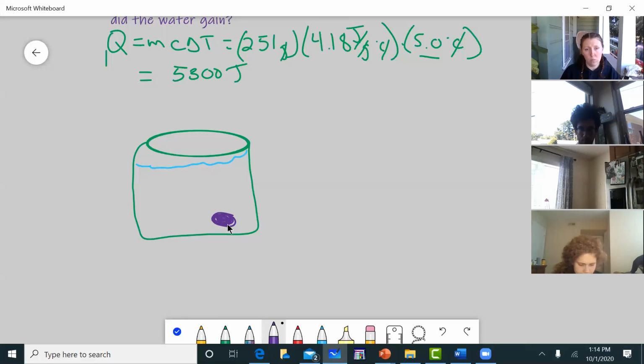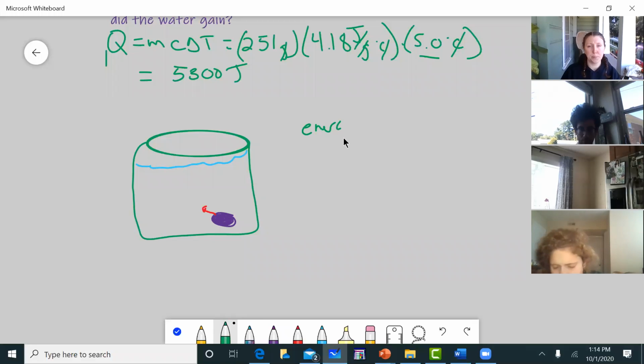And this metal is hot. Energy is going to flow from the hot metal out into the cooler water. The water will gather a certain amount of energy. That certain amount of energy that the water gathers is going to be equal and opposite of the energy that the metal lost.